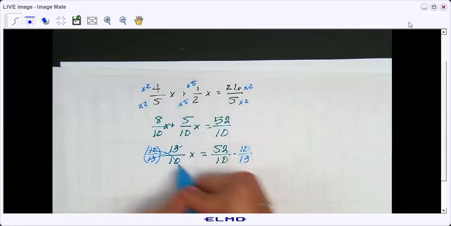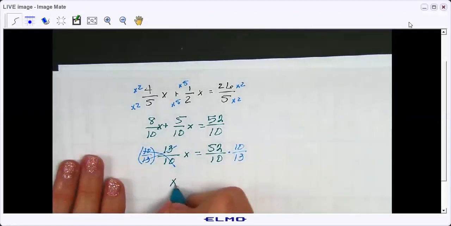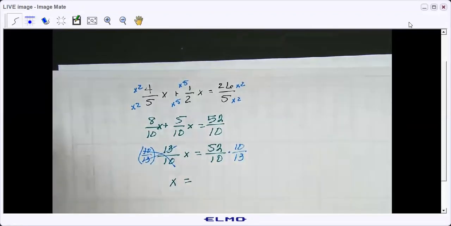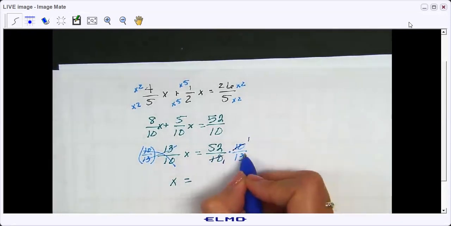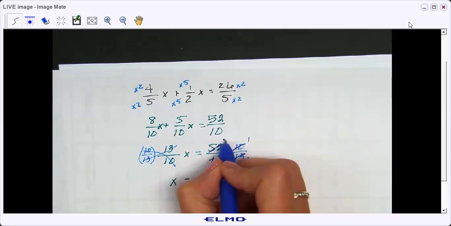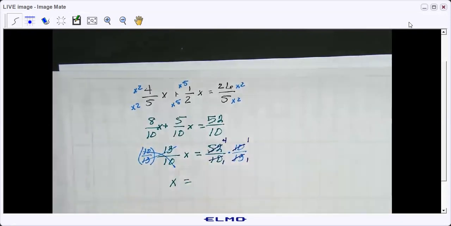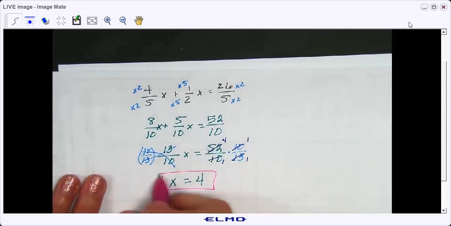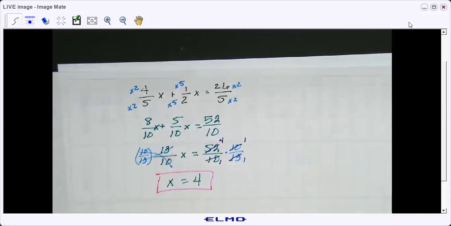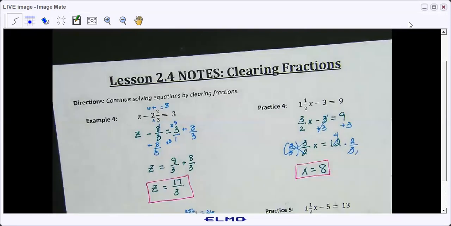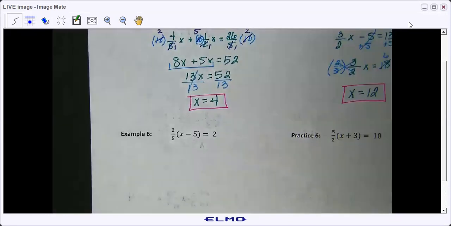So these cancel out or become a 1. And now I'm going to cross simplify over here. 10 divided by 10 is 1. 10 divided by 10 is 1. 13 divided by 13 is 1. 52 divided by 13 is 4. So it equals 4. I guess this isn't as bad as I was thinking, but either way works. Okay. All right. Let's go to example 6.